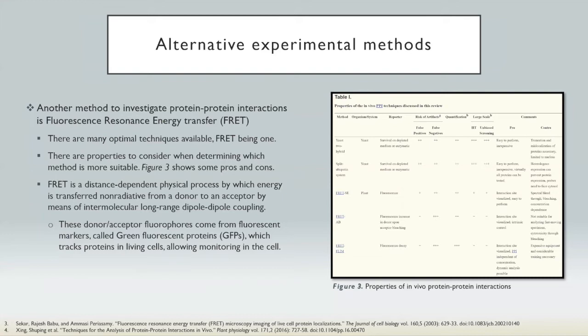It is a distance-dependent physical process by which energy is transferred, non-radiatively, from an excited molecular fluorophore to another fluorophore by means of intermolecular long-range dipole-dipole coupling. These donor-acceptor fluorophores come from a class of autofluorescent proteins known as fluorescent markers called green fluorescent proteins, or GFPs, which track proteins in living cells, allowing monitoring within the cell.